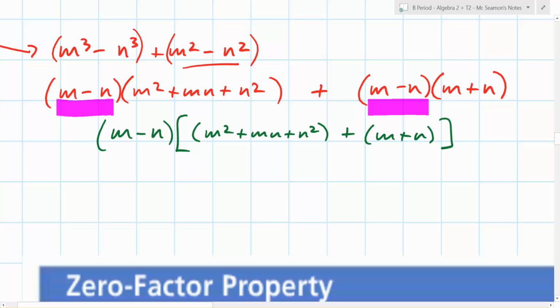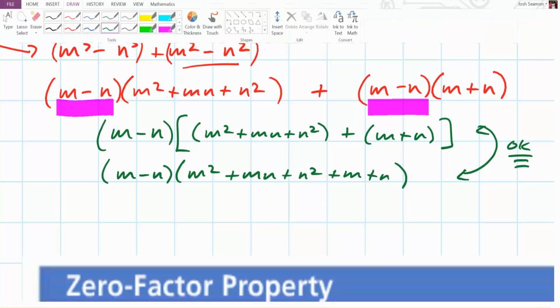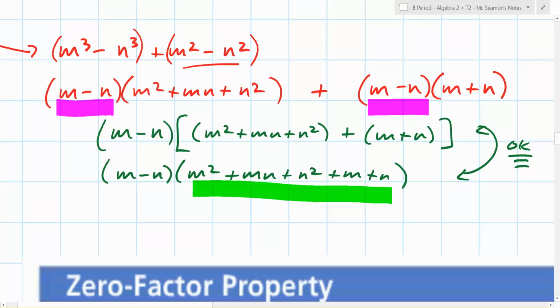Now, could you clean up the middle part a little bit if you wanted to? You could. How? Well, it's m minus n, and you could write it as m squared plus mn plus n squared plus m plus n. Either one is okay. Because here's the thing: are there any like terms in that green line right there? No. There's no like terms there. So there's nothing we can combine, and there's nothing more we can factor.